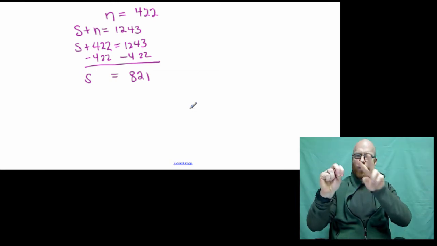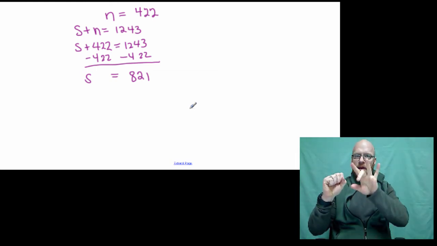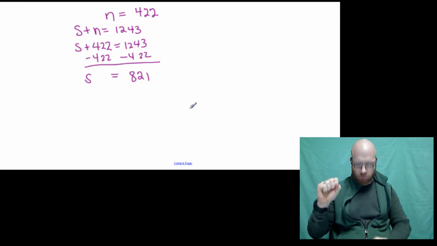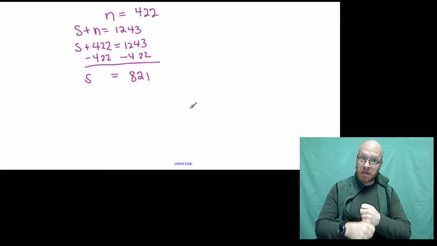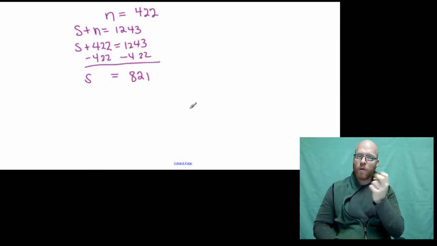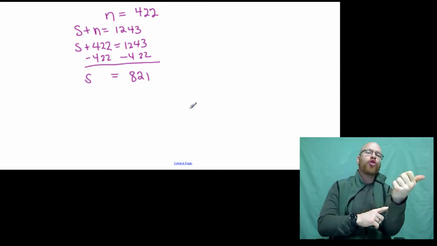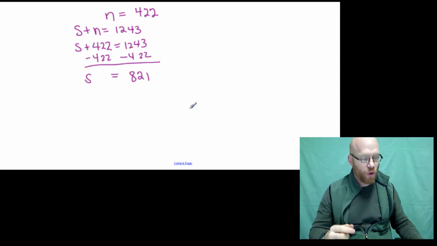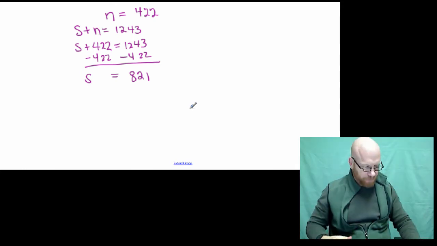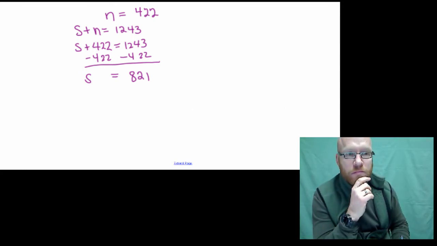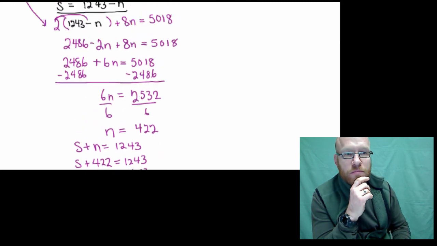Okay, so now we have S. N equals 422, and S equals 821. They make sense. If I were to add them together, it would get to 1,243. Now, it's not guaranteed, but I have to go back and do my check. I have to check in both equations. Let's do it now.